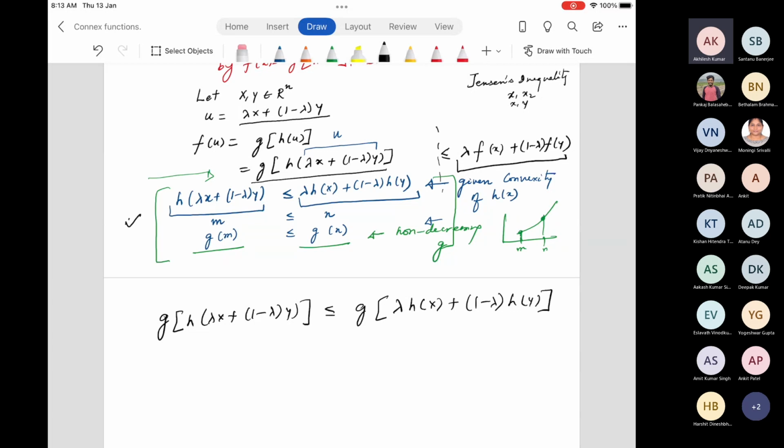So based on what we have discussed here, two things: given the convexity of h(x) and given the non-decreasing nature of g, can we say this or not? Yes, sir. So this is nothing but g of m is less than or equal to g of n. So we have reached until this point. What next? We need to reach here to show the convexity.